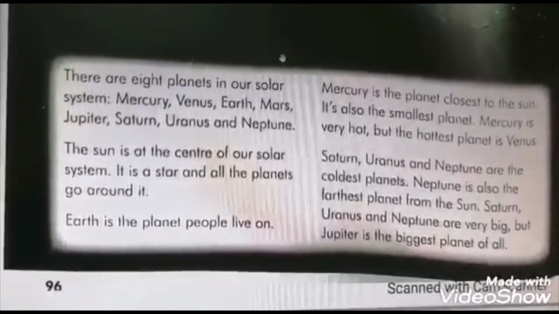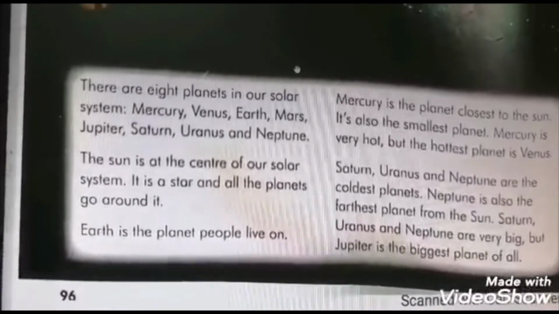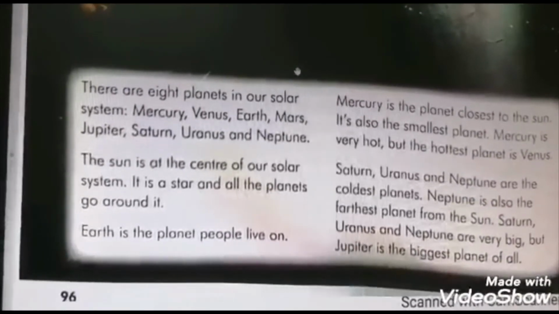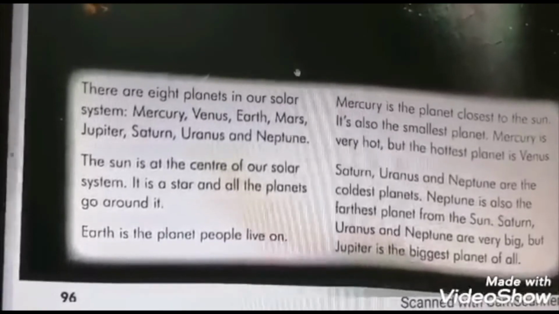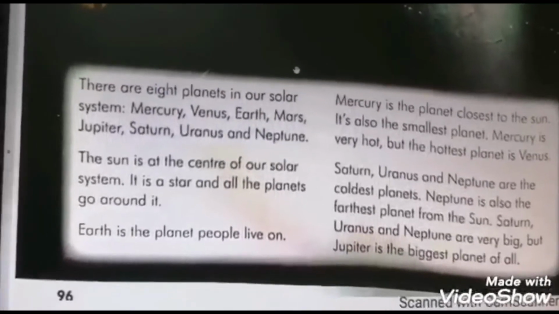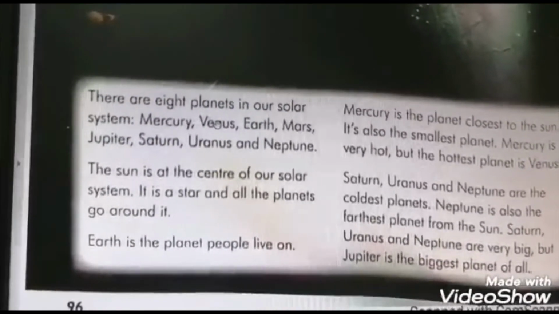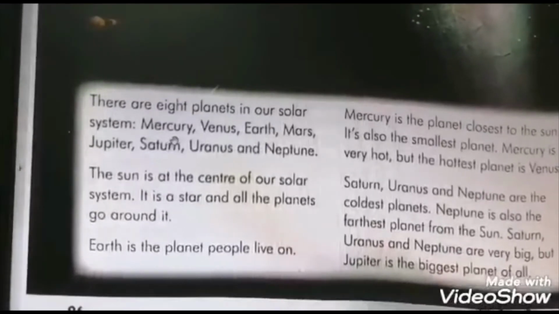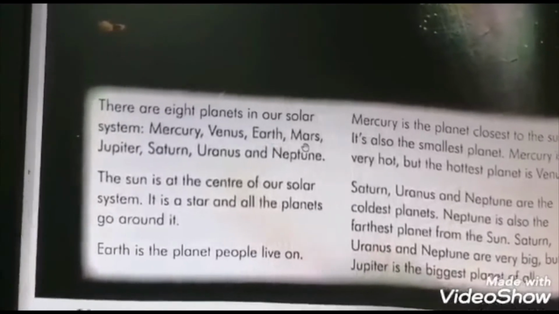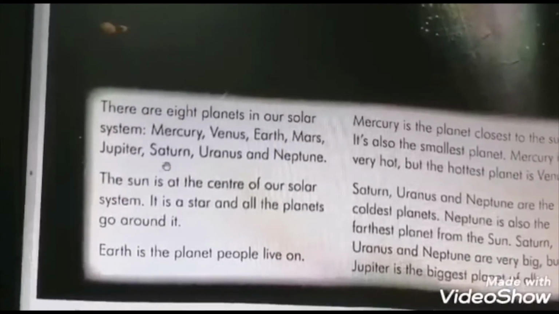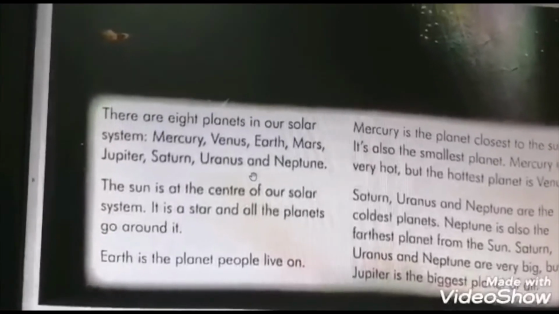So I hope you listened carefully. Are you ready for comprehension questions? So tell me, which planets are in our solar system? Yeah, the first sentence is about how many planets we have in our solar system. There are 8 planets in our solar system. Mercury, Venus, Earth, Mars, Jupiter, Saturn, Uranus, and Neptune.